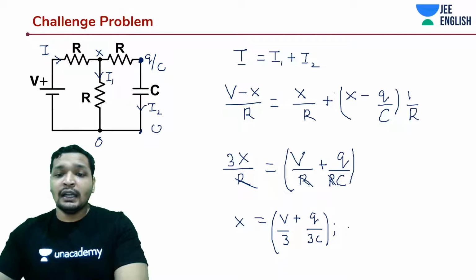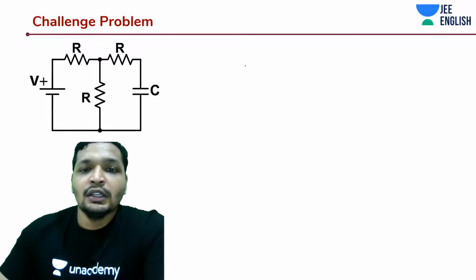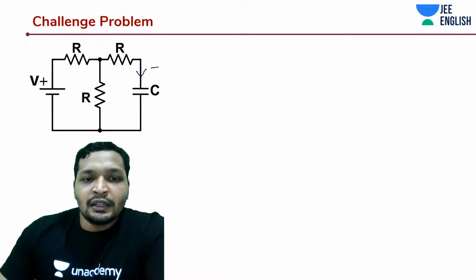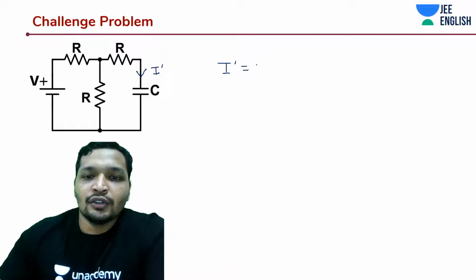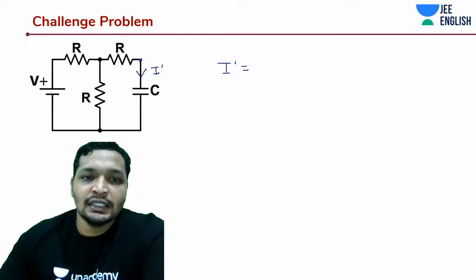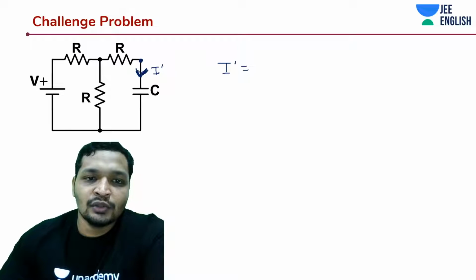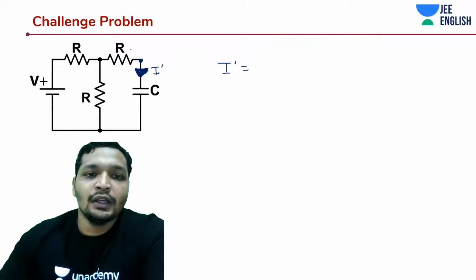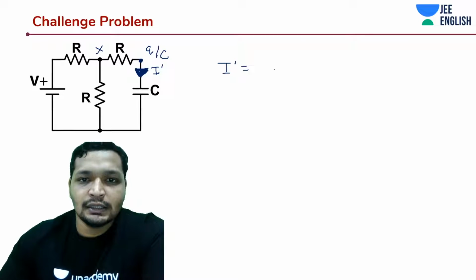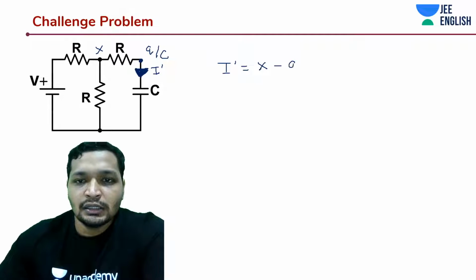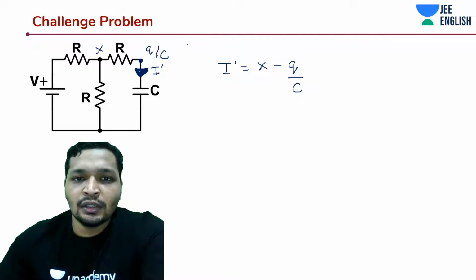So X is equal to V by 3, and what is the equation that we are going to work around with? I'm just right now writing down some I dash, which is the current through the capacitor. The current through this resistor is the same as the current through the capacitor until it reaches the steady state. And this is Q by C. This is X. So this is X minus Q by C at time T.